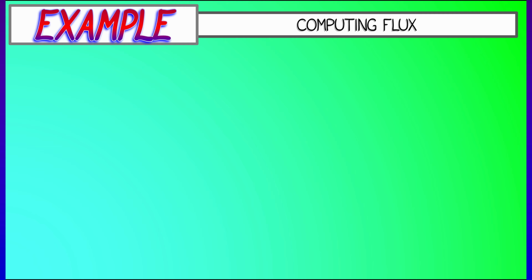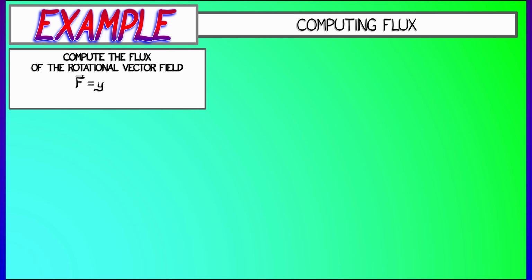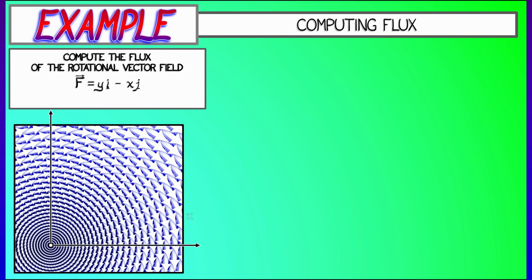All right then, let's compute a simple example of flux. Let's say we have the simple rotational vector field F given by y i minus x j. This is a clockwise rotation. Very nice, very simple. And let's say that we compute the flux of this field along the straight line path that goes from a point on the y-axis with y-coordinate b to a point on the x-axis with x-coordinate a.